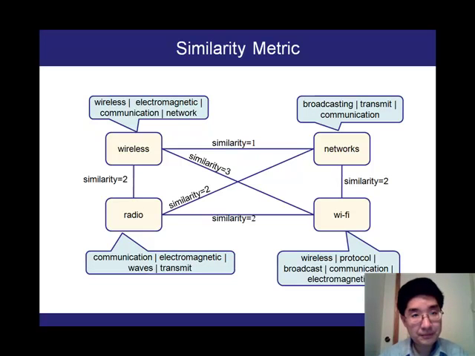Okay, and so networks and Wi-Fi, even though the actual strings themselves have no match or similarity, the interest networks and the interest Wi-Fi have a similarity measure of 2. And here we see that wireless and Wi-Fi have the strongest similarity. Networks and Wi-Fi have a similarity level similar to that of radio and Wi-Fi and wireless and radio, and the weakest link here is between wireless and networks.